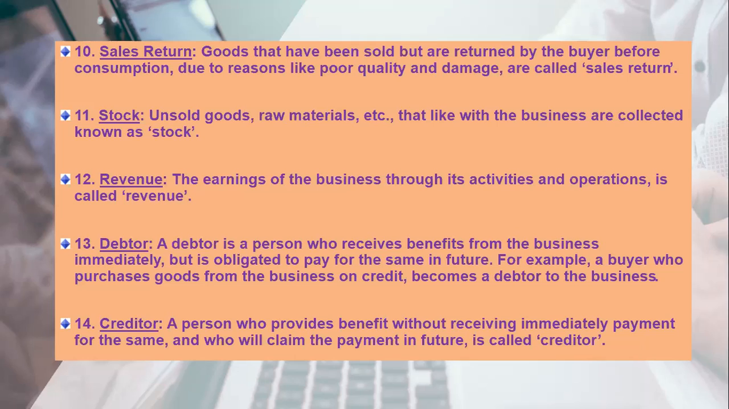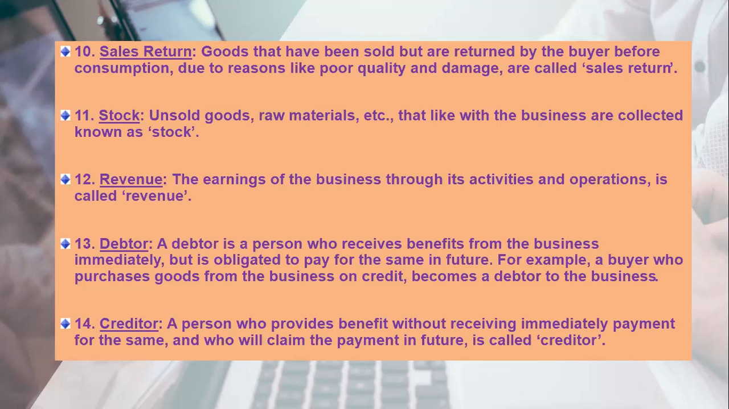Stock. Unsold goods which are there in the godown, or raw materials which are taken for the purpose of putting into manufacturing, which are collected by the business, are known as stock. Revenue. The earnings of the business through its activities and operations is called revenue. I am selling the goods to the customer and the customer is making a cash payment to me of rupees 1 lakh. This 1 lakh we will consider as revenue or income.